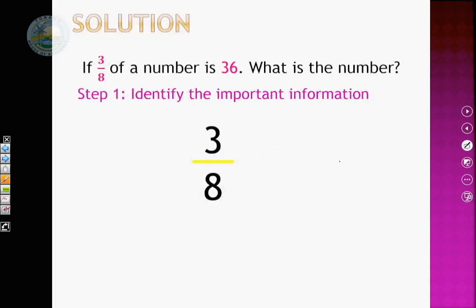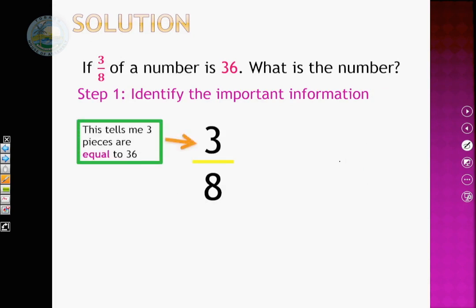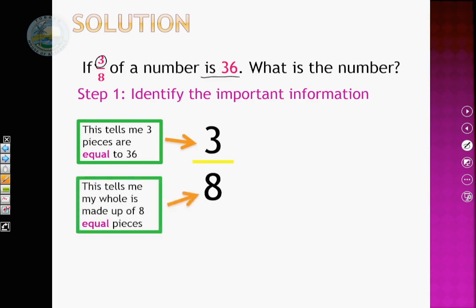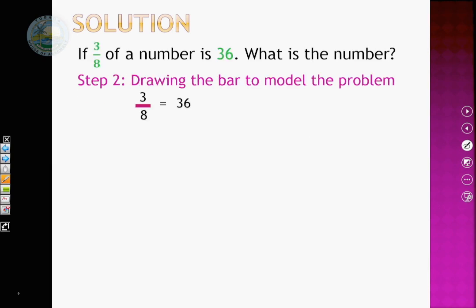Continuing with our step 1, we're analyzing the fraction. So in 3/8, remember, our numerator 3 tells us we have 3 pieces. And from the question, we know 3 pieces is equal to 36. And our denominator tells us that our whole or entire number is made up of 8 equal parts. And so we could represent this information as 3/8 equals 36.